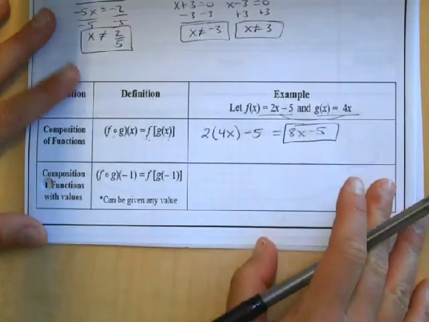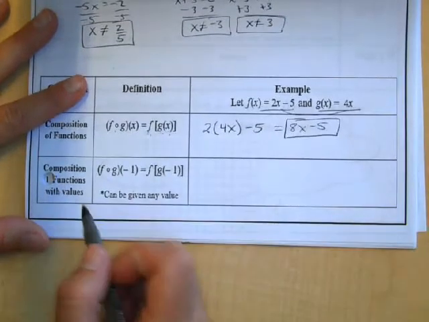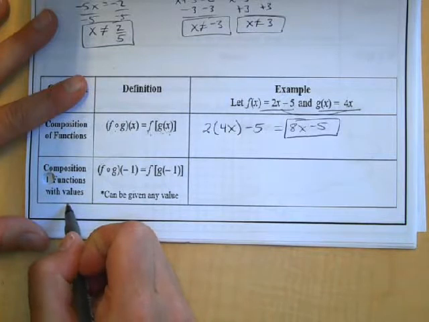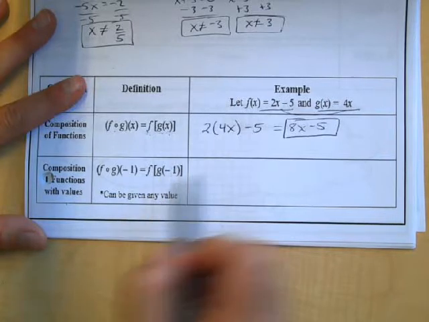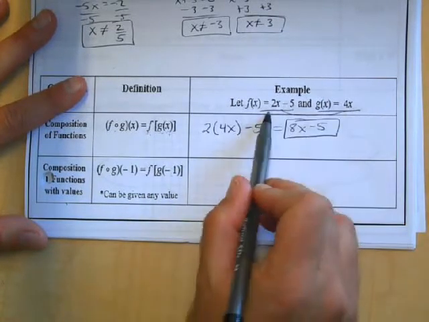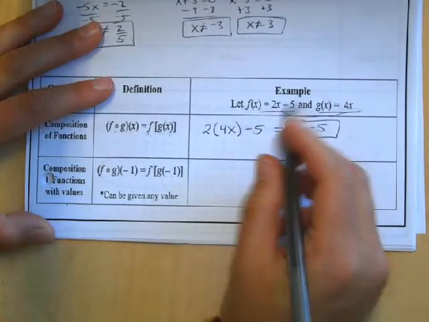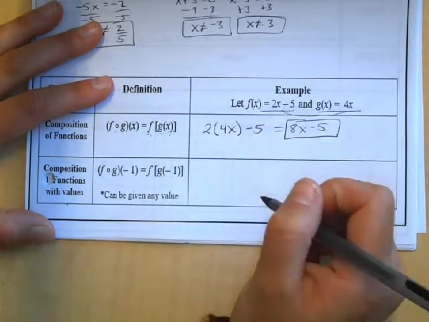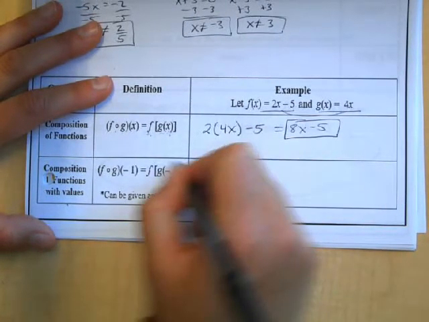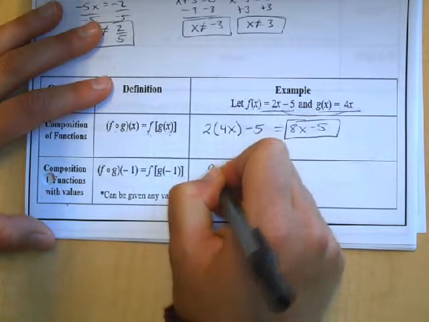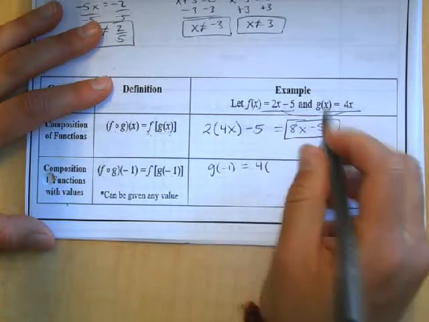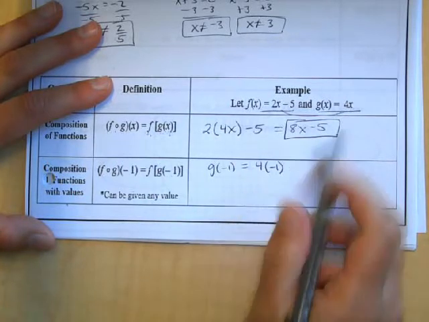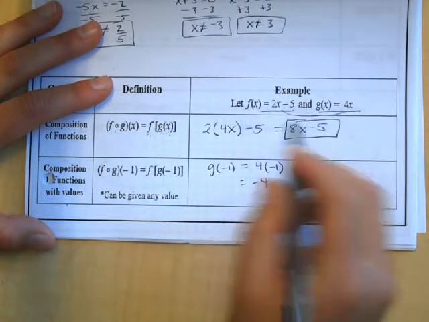The other type of composite function with an actual value that you're going to be seeing, you could be given any value here, and we're going to plug that into g of x first, and then whatever we get for g of x, we're then going to plug into f of x. So let me show you here. Work with the inside first. g of negative 1. So I'm going to plug that into my g of x equation. 4 times negative 1, we get a negative 4.